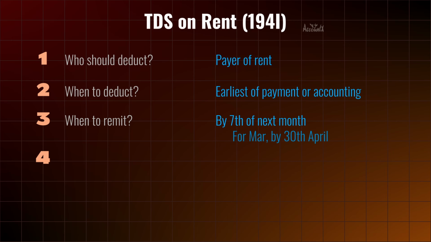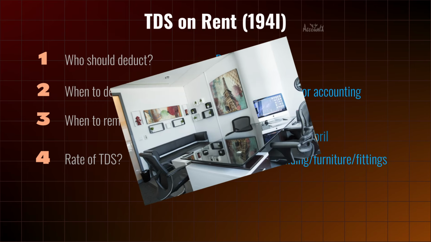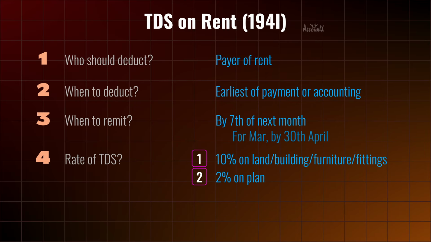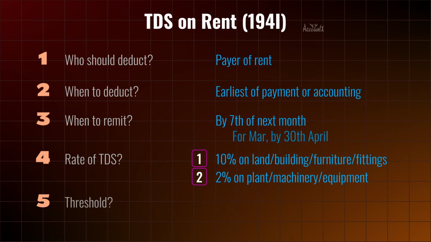Question number 4. What is the rate of TDS? Actually, there are 2 rates. 10% on land, building, furniture or fittings. Say for instance, fully furnished office space would attract 10% TDS. Then we have 2% on plant, machinery or equipment. For instance, hiring of cranes. Last question. Is there any threshold or exemption limit? Yes, it's there, and this threshold is 2.4 lakh per annum, that is 20k per month. So TDS is applicable only when you cross this threshold.